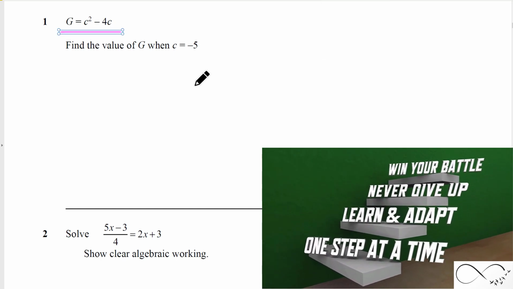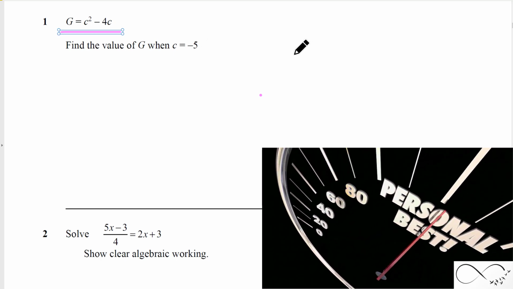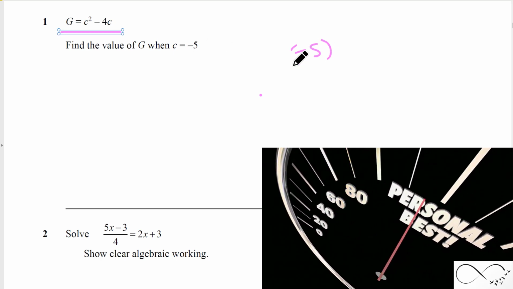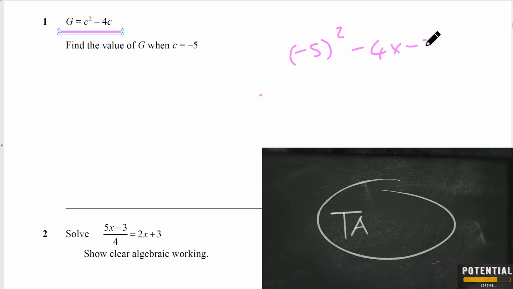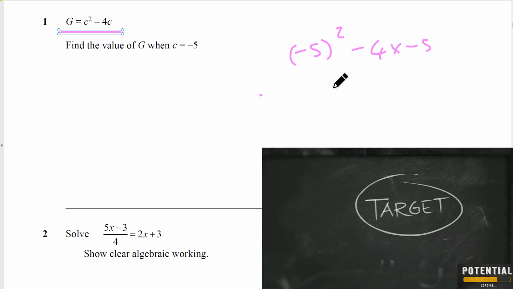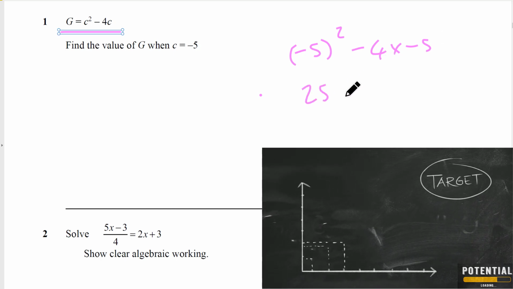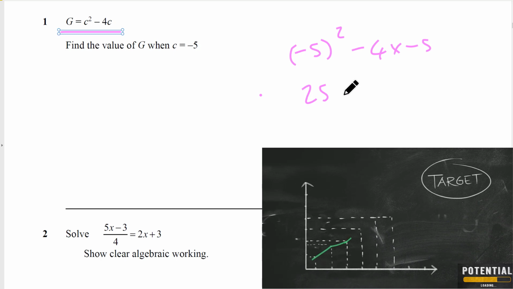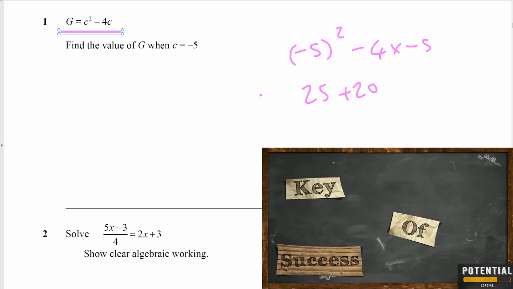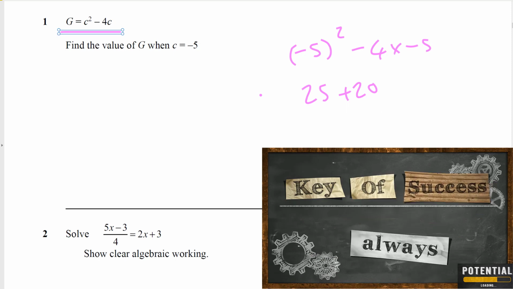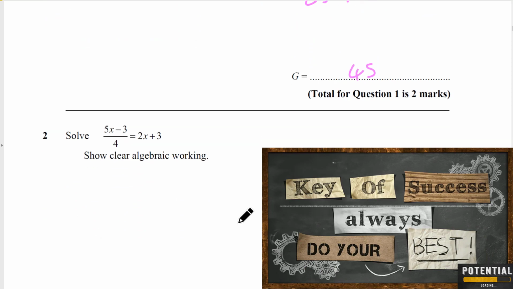That's just substitution. C equals -5, so we want to do -5 squared minus 4 times -5. So -5 squared is 25. Now -4 times -5 is actually +20. That's 45. I'm going to use pink today just to mix up the colours.